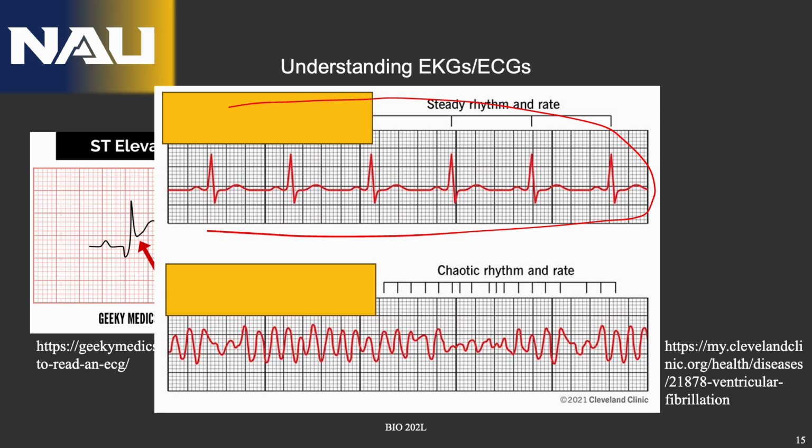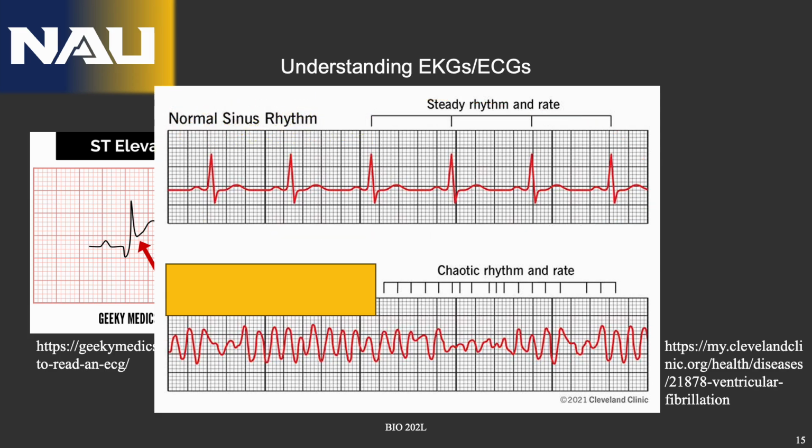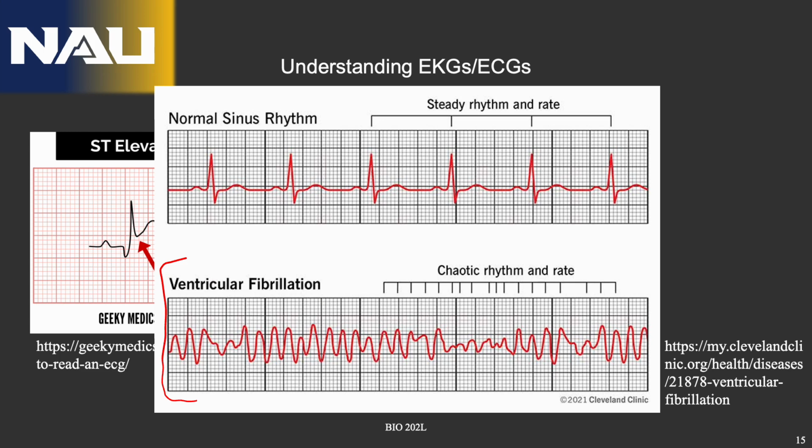So this is actually a normal EKG. So this is normal. We see our P waves, our QRS complex, and our T waves. How about this last one here? Do you know what you're looking at? It's not good. So this is ventricular fibrillation.